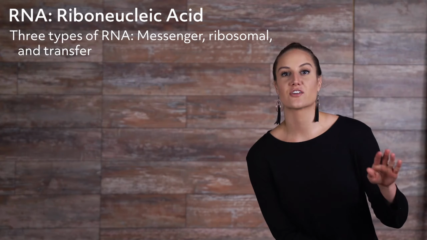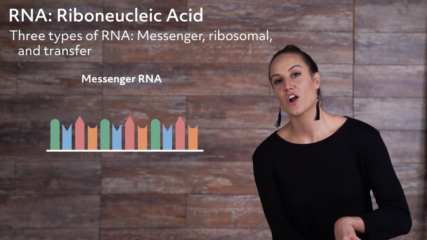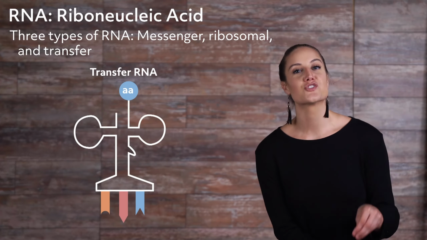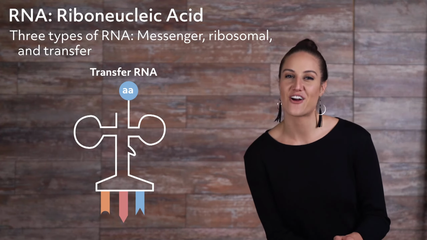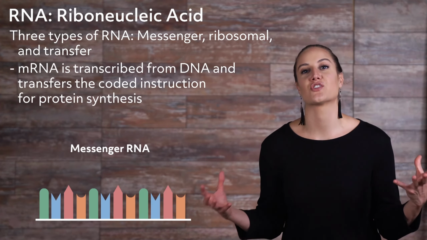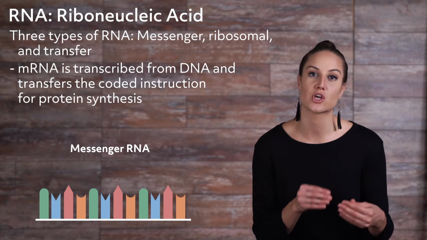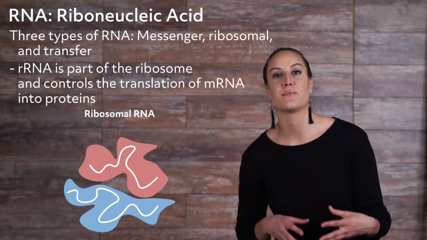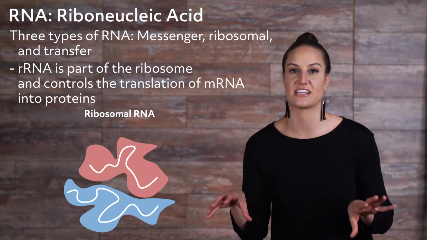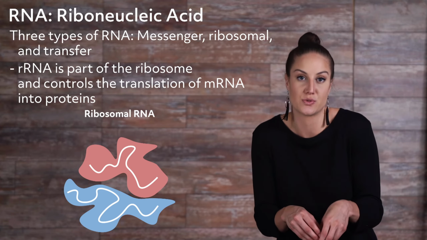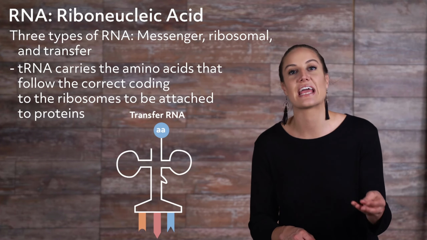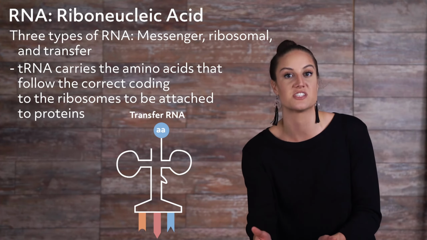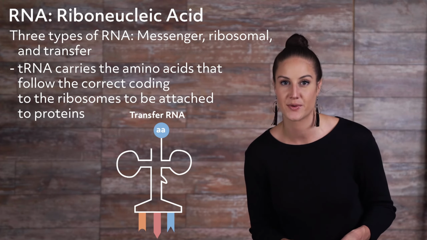There are 3 types of RNA: messenger RNA, or mRNA, ribosomal RNA, or rRNA, and transfer RNA, or tRNA. mRNA is transcribed from DNA, and it transfers the coded instructions for protein synthesis. rRNA is a part of the ribosome and controls the translation of messenger RNA into the proteins. tRNA carries the amino acids that follow the correct coding to the ribosomes to be attached into the proteins.